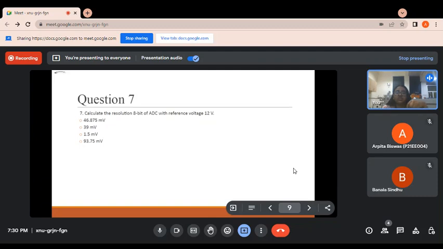Calculate the resolution of an 8-bit ADC with reference voltage 12 volt. The first option is 46.875 millivolt. The second option is 39 millivolt, the third option is 1.5 millivolt, and the last option is 93.75 millivolt. So what is the right answer, and how to calculate the resolution if the bit count and the reference voltage are given? Take your time and try to solve it.